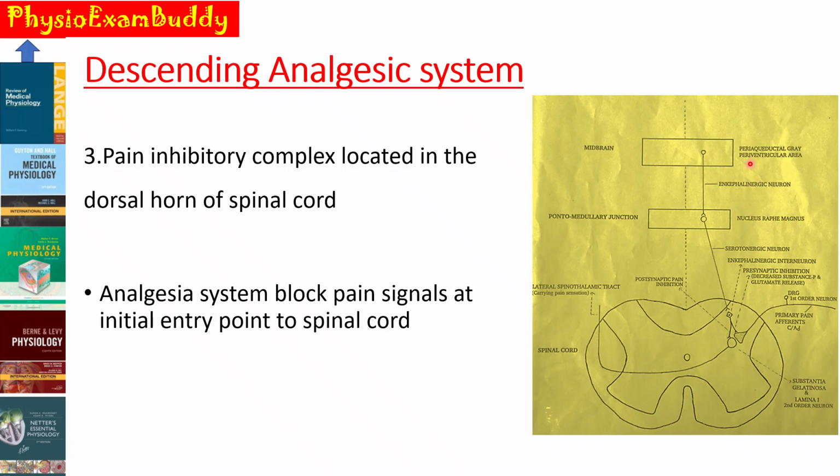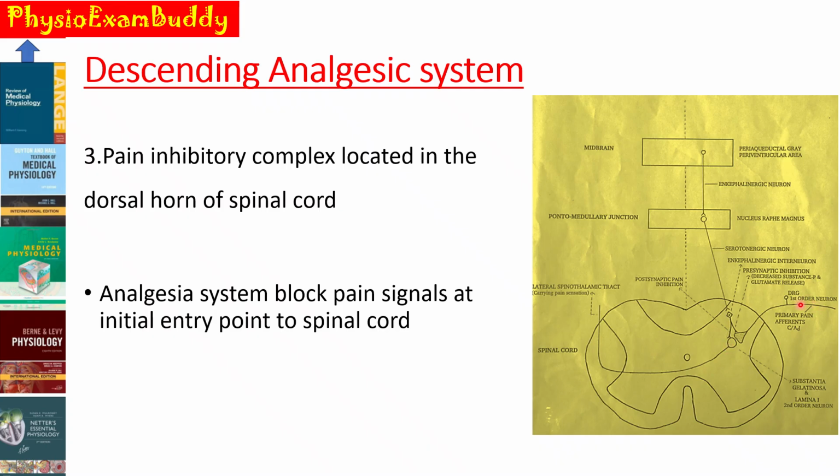Please remember that the neurotransmitter from the periaqueductal gray and the periventricular area is the enkephalins, and the neurotransmitter from the nucleus raphe magnus is serotonin, a serotonergic neuron. Finally they will end in the third order, that is the pain inhibitory complex, which is located in the dorsal horn of the spinal cord. Again, this one is an enkephalinergic interneuron. So the analgesia system will block the pain signals at this initial entry point of the spinal cord itself.